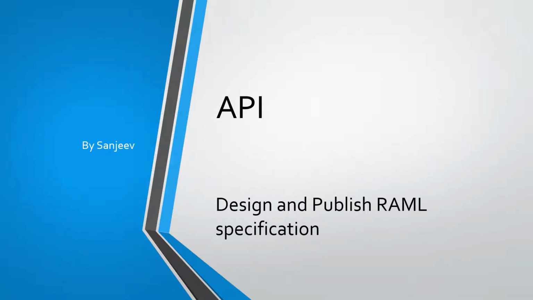In this video, I'm going to explain how to design an API from the information that you gathered in the requirement phase. I will explain how to design a RAML specification in Design Center, and I will explain how to publish the API to the exchange.